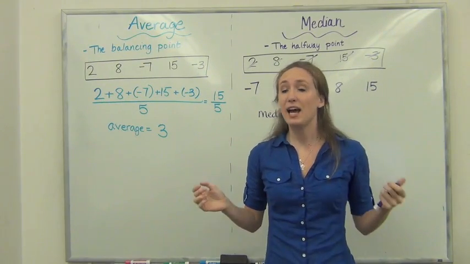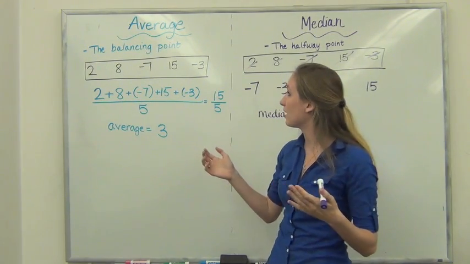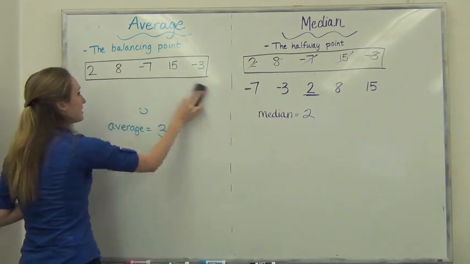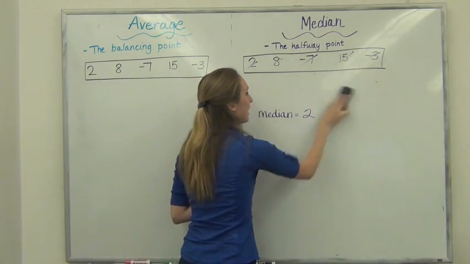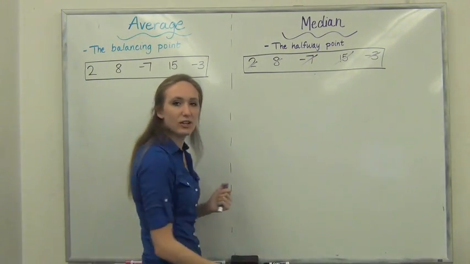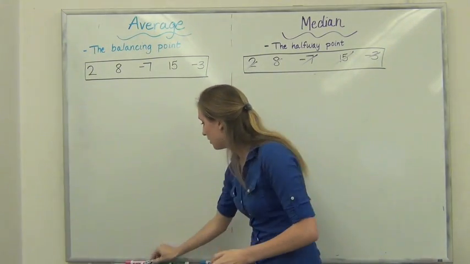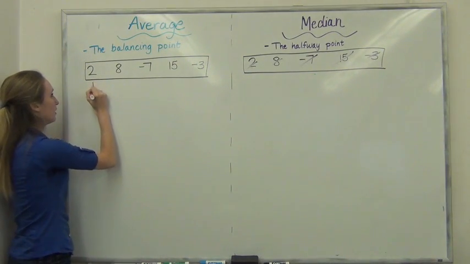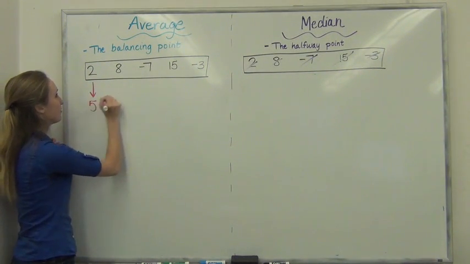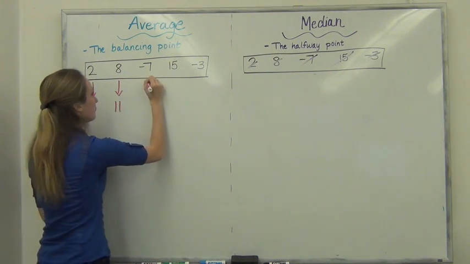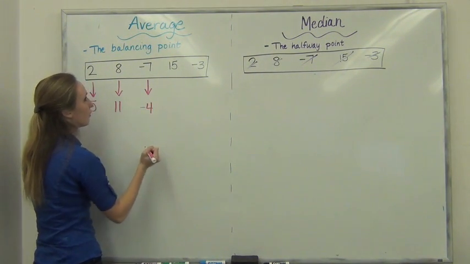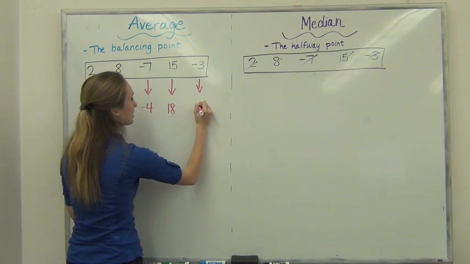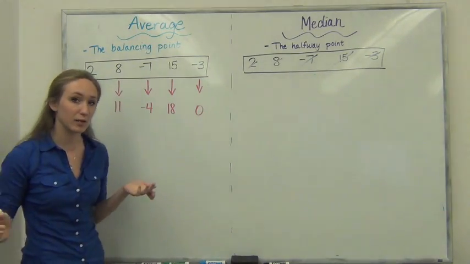Now, how are the median and average going to change as our list of numbers changes? Let's investigate a little bit further. Let's say, for instance, we wanted to determine how the median and average would change if we added 3 to each number on the list. So, let's add 3 to each number on the list, making a brand new list of numbers. So, 2 plus 3 is 5, 8 plus 3 is 11, negative 7 plus 3 is negative 4, 15 plus 3 is 18, negative 3 plus 3 is 0. So here is our brand new list of numbers.